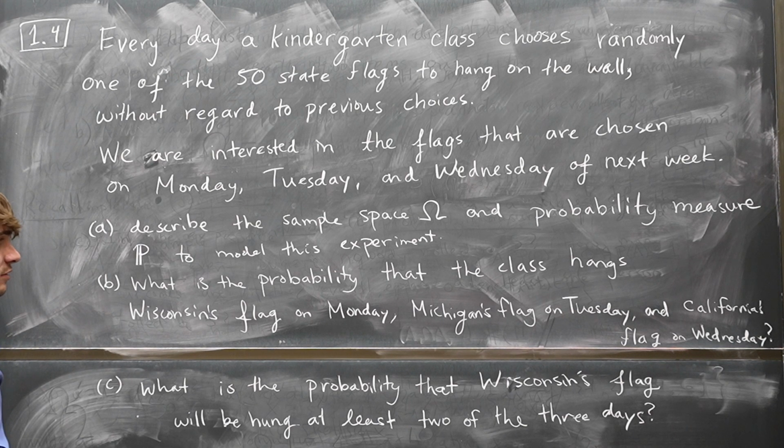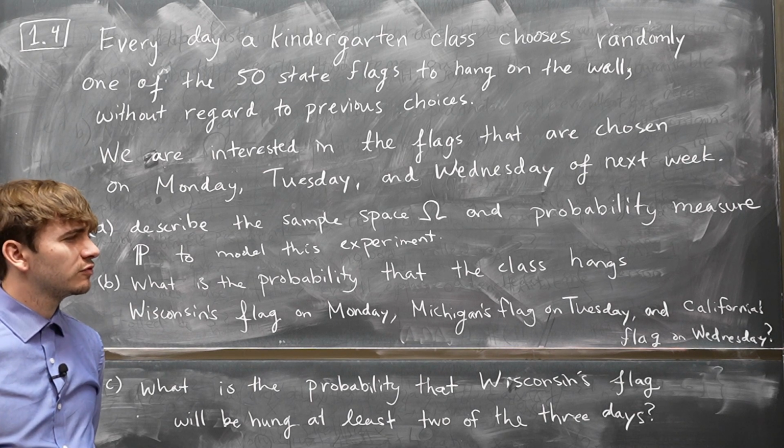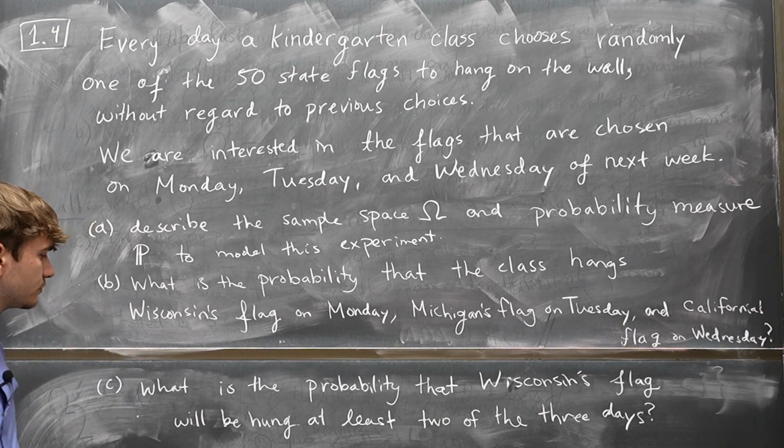Part B asks for the probability that the class hangs Wisconsin's flag on Monday, Michigan's flag on Tuesday, and California's flag on Wednesday. And then Part C asks, what is the probability that Wisconsin's flag will be hung at least 2 of the 3 days?